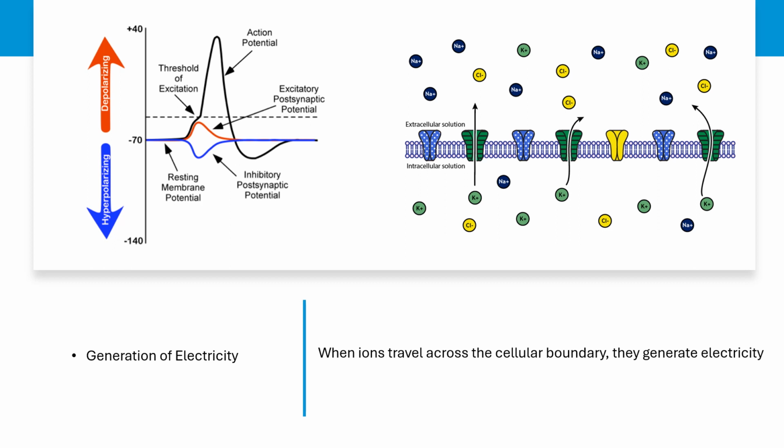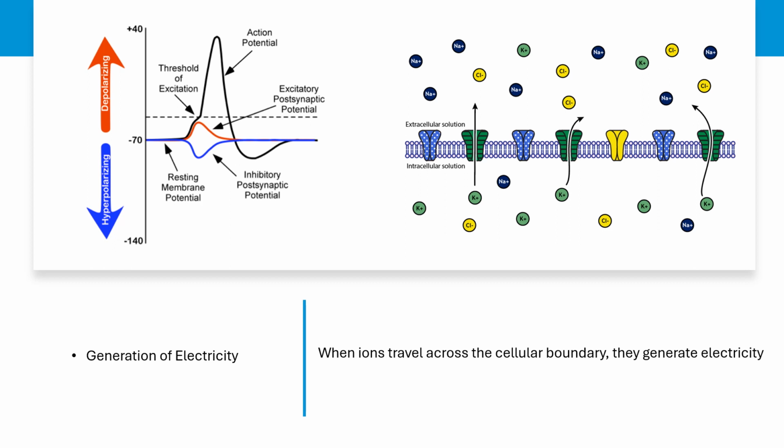This blue gate allows only sodium to transfer from the extracellular region to the intracellular region, and this green gate allows only potassium to transfer from the intracellular region to the extracellular region, and this yellow gate allows both potassium and sodium, but it allows three sodium to transfer to the extracellular region and two potassium to the intracellular region. So let's see how it works.